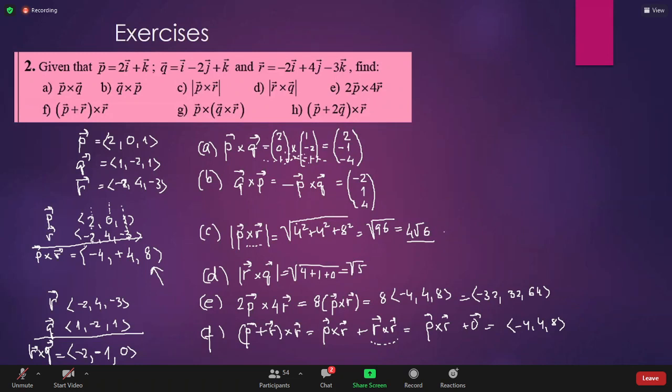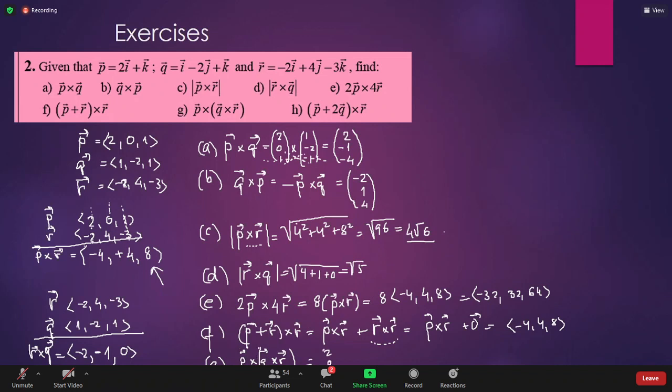G. Let's take G. G, P times Q times R. We can do this in order as written, Q times R, or we can write it P times Q times R. We can actually change the order of multiplication, but because that property was not stated explicitly, let's do it as it is. So the vector P is 2, 0, 1.